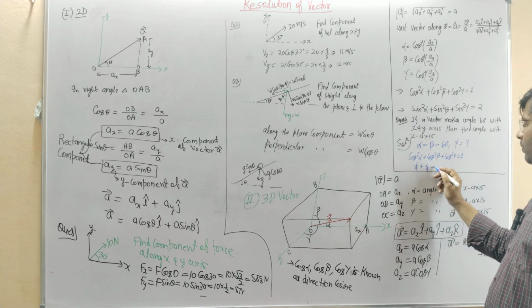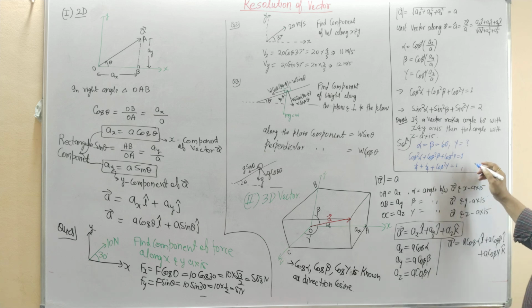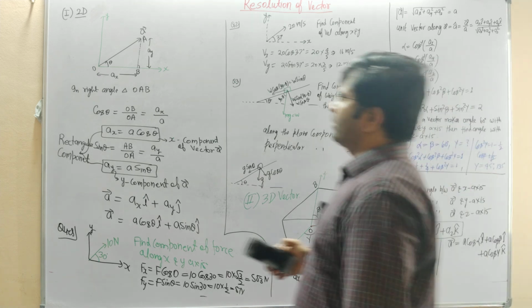So 1 by 4 plus 1 by 4 plus cos square gamma, this value is 1. So we can write here cos square gamma is equal to 1 minus 1 by 2, so this is 1 by 2. So cos gamma is equal to plus minus 1 by root 2. So gamma will be equal to 45 degree or 135 degree. Okay, so this is how we can solve it. So this part is over. One more question I will take here.